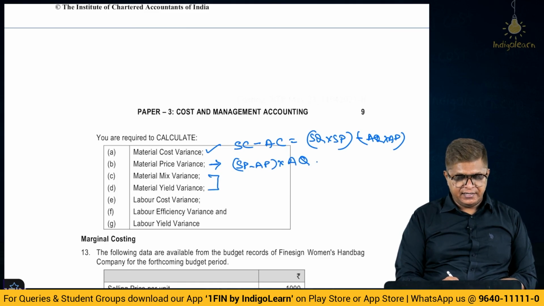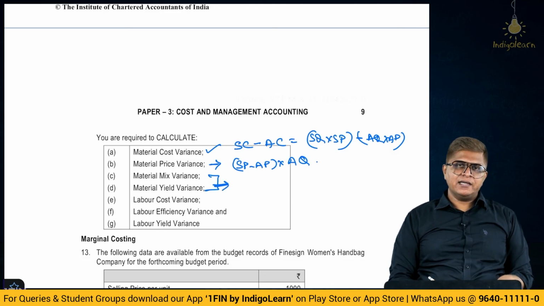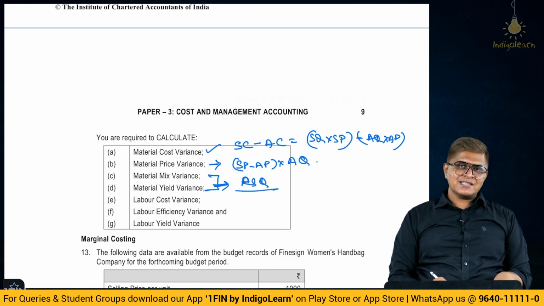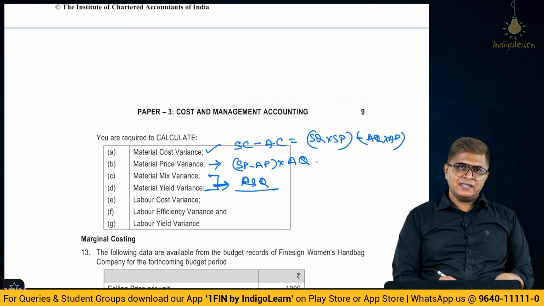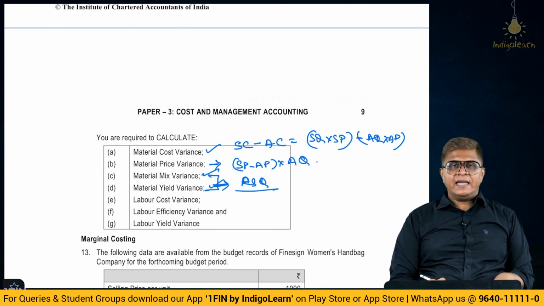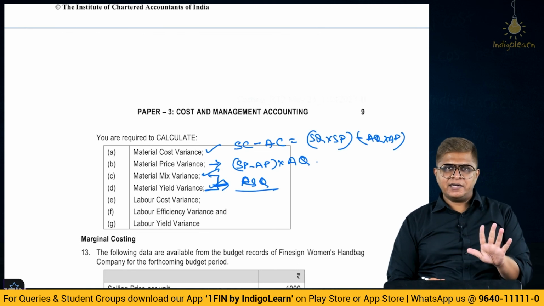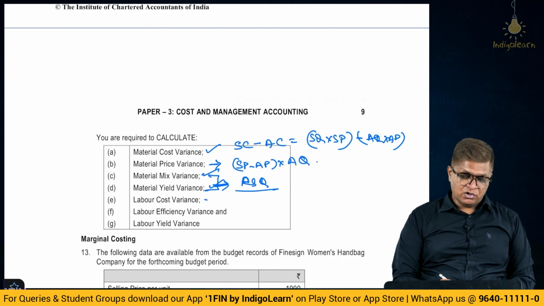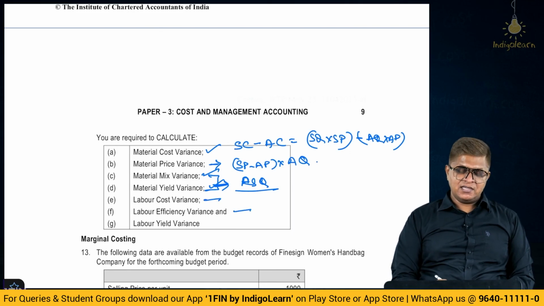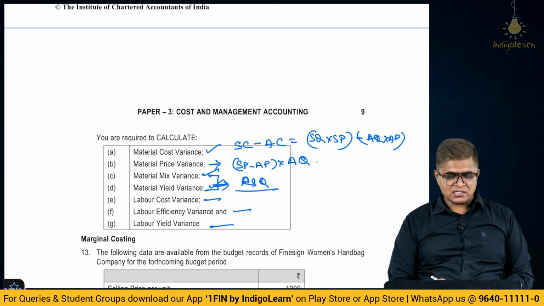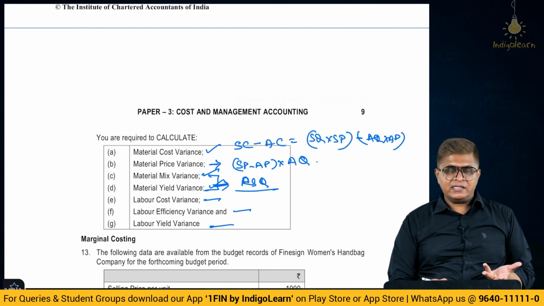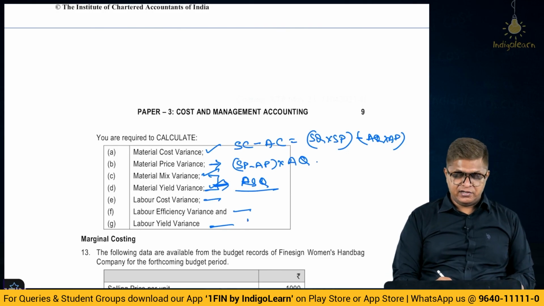Then mix and yield. So we will have to calculate something called the revised standard quantity, and based on that revised standard quantity we will compare it with the actual quantity to get the mix variance and the yield variance. So this is a typical straightforward material variance calculation. Then they want us to calculate the labor cost variance, labor efficiency variance and the labor yield variance. They have not asked us for calculating the labor gang or the mix variance, but once you are calculating the yield variance, for that you will also have to calculate the revised standard hours.